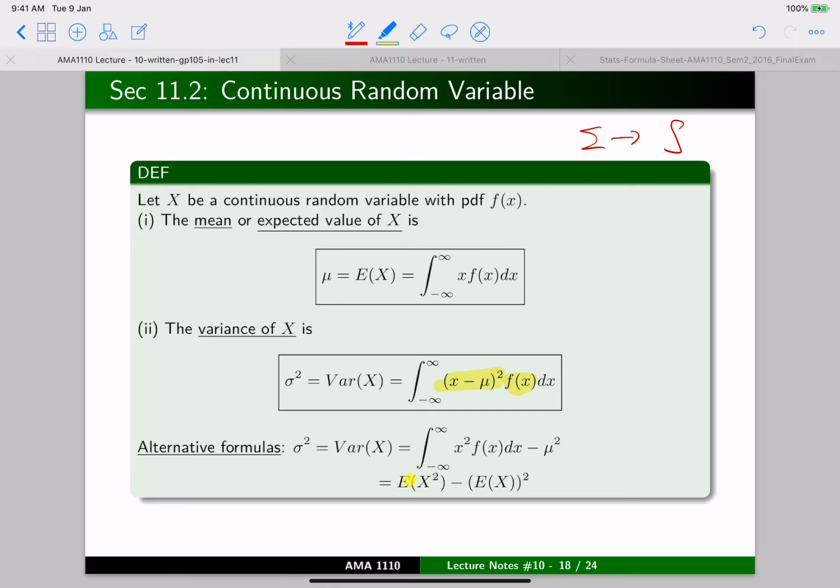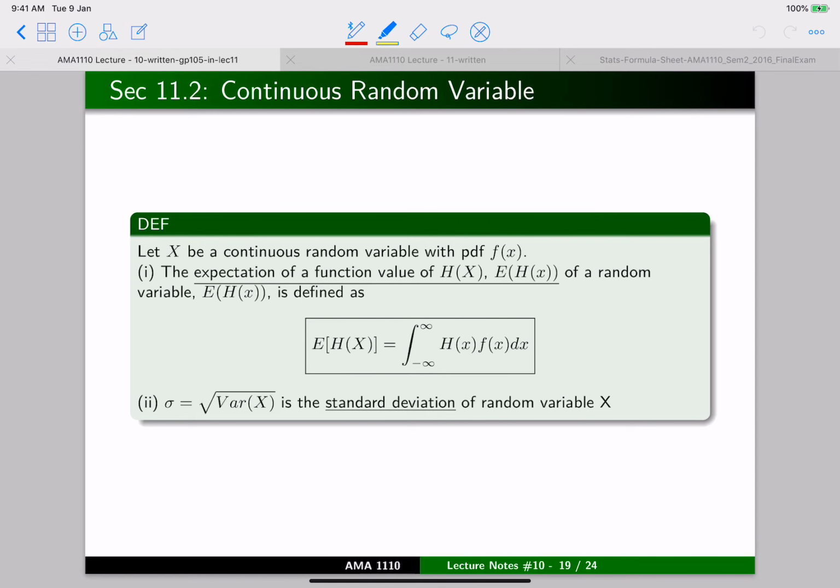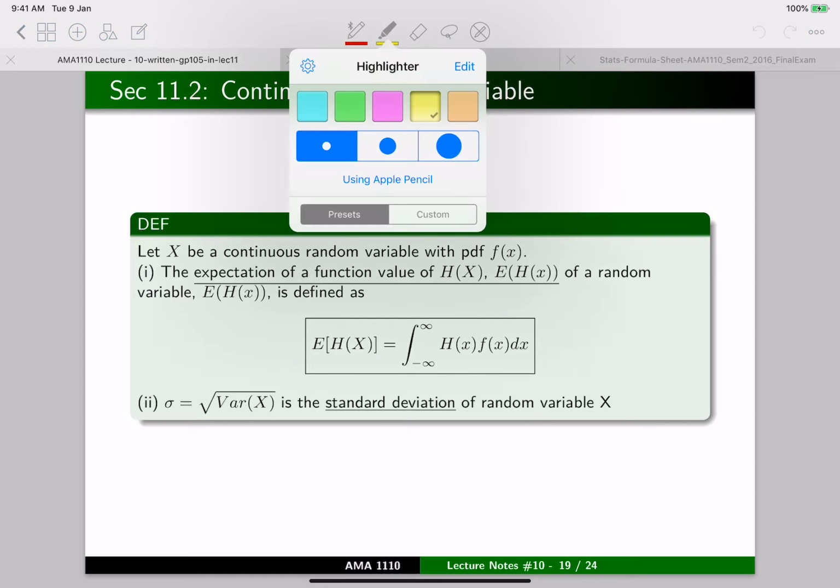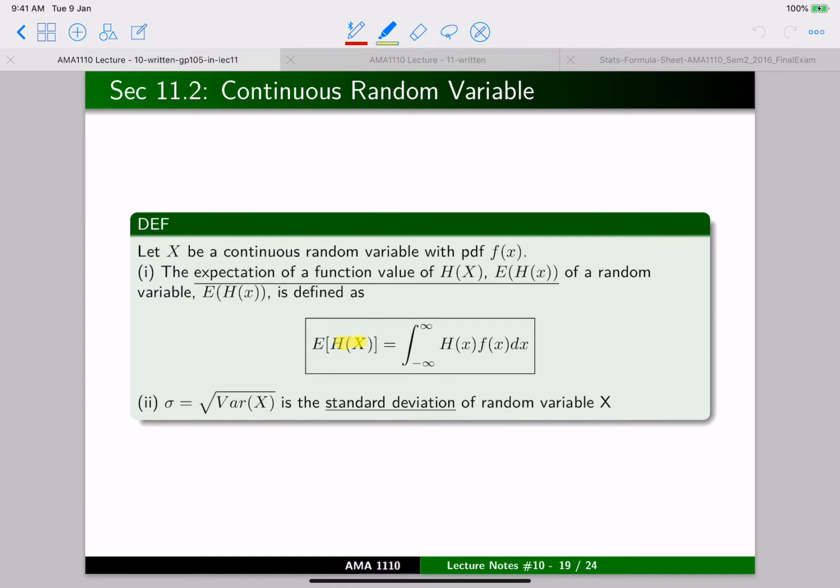And we have the alternate formula too, as in the discrete random variable case, which is that the variance is the expectation of X squared minus the mean squared. In fact, in general, the expectation of any function h of X of a random variable is the sum of h of x times the probability density function f of x, summed over all the possible values of the continuous random variable.